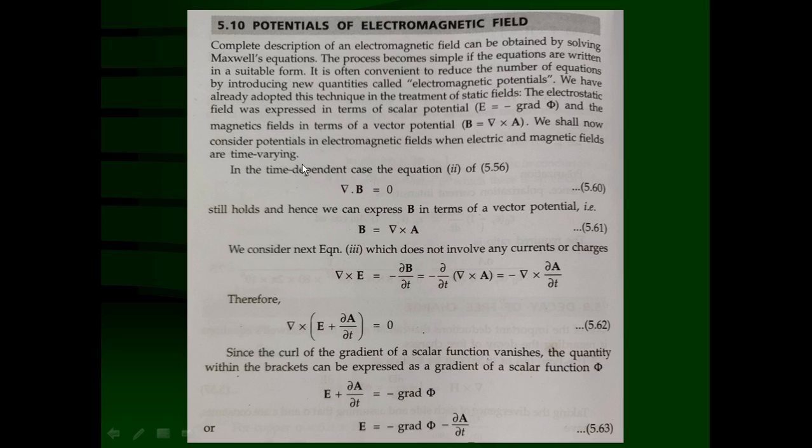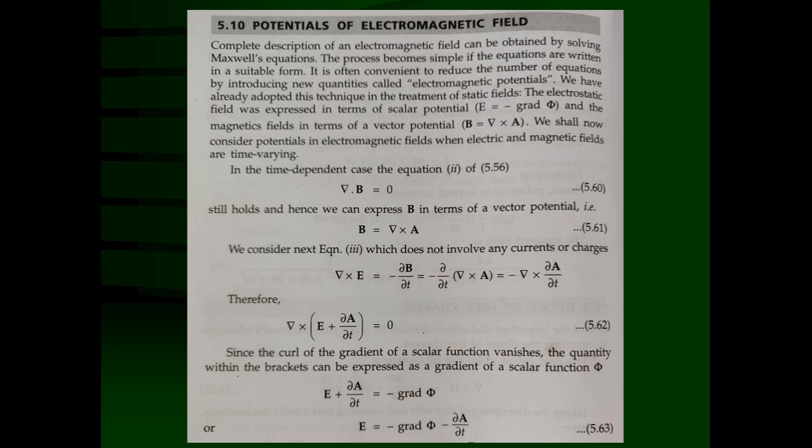To understand this, we start with Maxwell's equations. Maxwell's equation number 2, that is divergence of B is equal to 0, and Maxwell's equation number 3, that is curl of E is equal to minus del B upon del t. These equations 2 and 3 are known as homogeneous equations because they don't contain charge or current. That's why they are known as homogeneous equations.